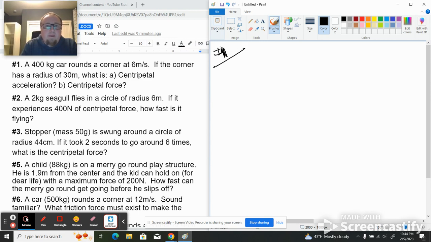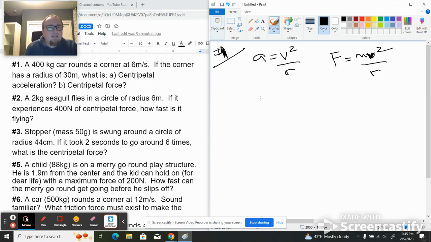So we're going to do number one. A 400 kilogram car rounds a corner at 6. If the corner has a radius of 30, what's the acceleration? Let's do a quick review of the equations. Centripetal acceleration is v squared over r, and the centripetal force will be mv squared over r. That is a v up top there. I should draw that a little more clearly. Sorry, guys.